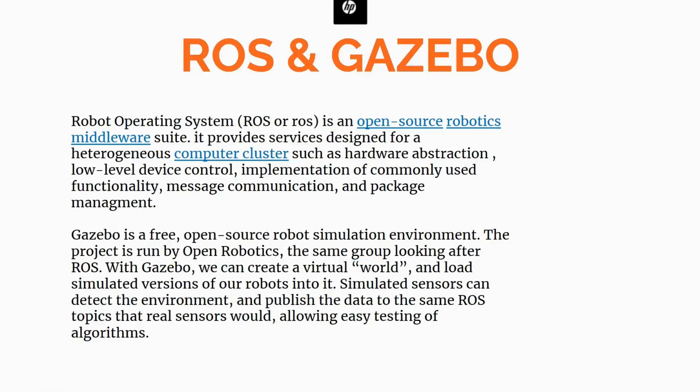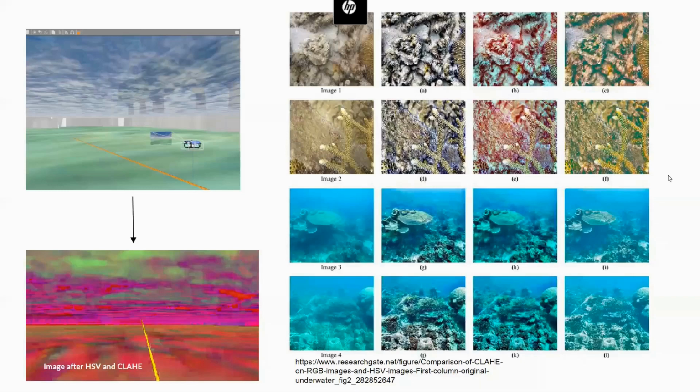So to implement this project, we are using ROS and Gazebo. ROS is the Robot Operating System. It's one of the industry standards right now, and we're using Gazebo for simulation, which helps us make the environments in virtual worlds. So coming to image enhancement, we're using contrast limited adaptive histogram equalization.